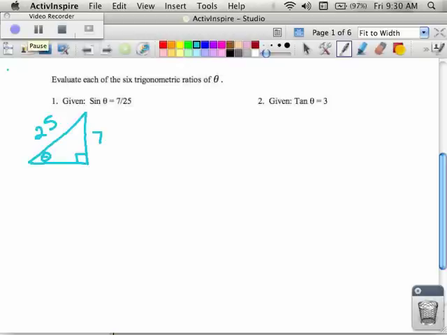So if you use the information they gave you, you have a triangle set up like this, and you're trying to find the final side. You would use the Pythagorean theorem, and we find out using the Pythagorean theorem that the final side would be 24.